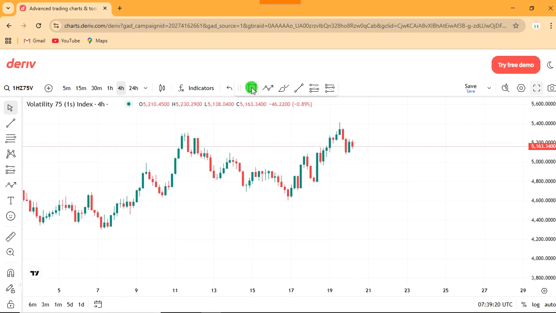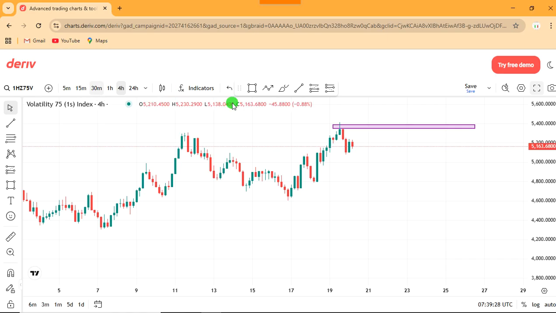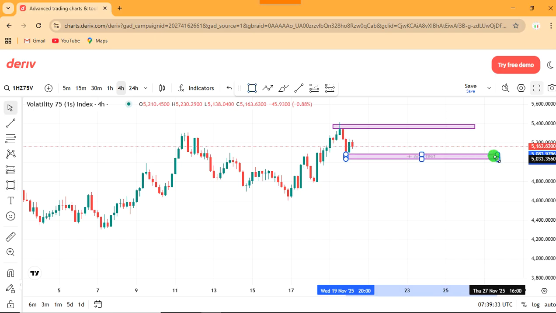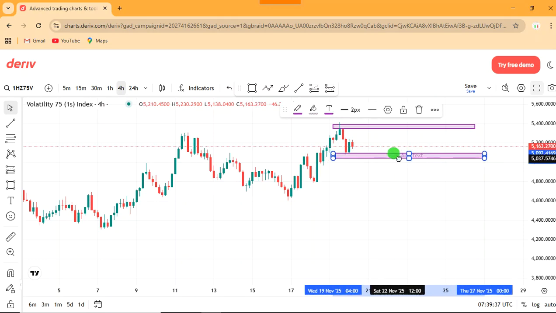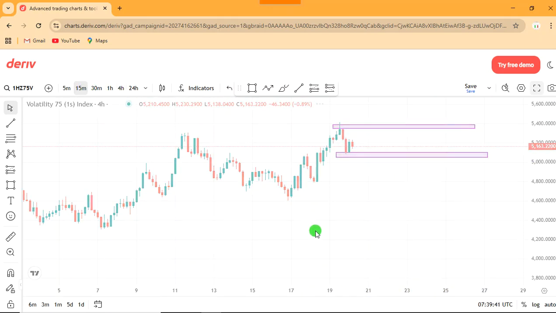Okay, so let's mark out our zone on 75 1 seconds. Remember, 75 1 seconds is similar to the 75, but it's a bit more volatile than the normal 75, you know. So that was our recent high. So let's mark the recent low. But we're using the 4 hour chart to mark that. We go to our entry time frame.